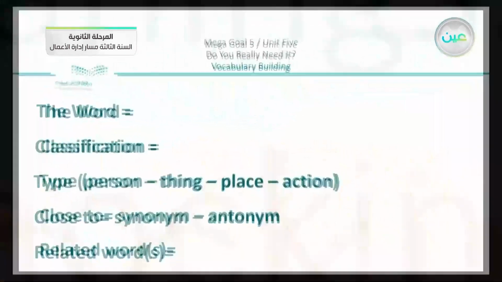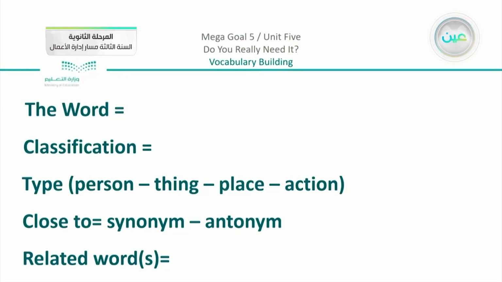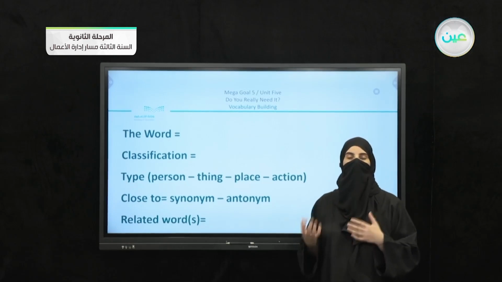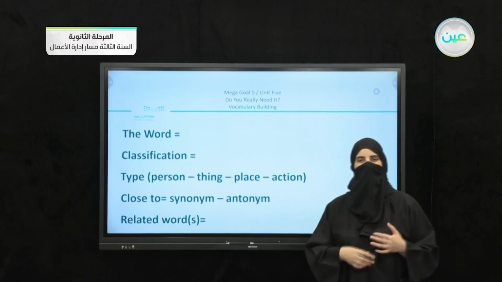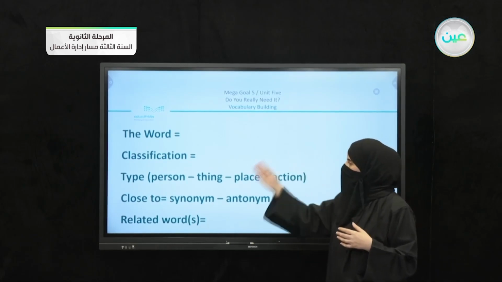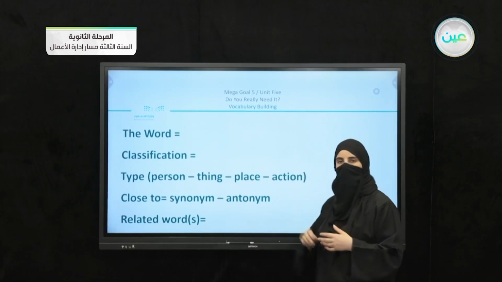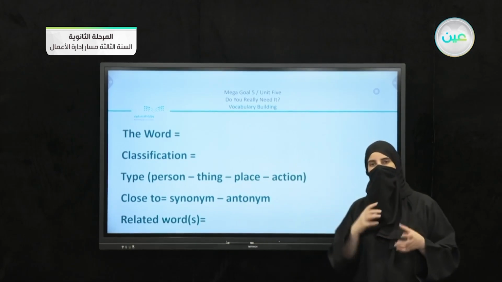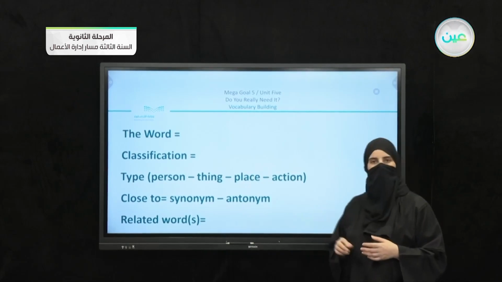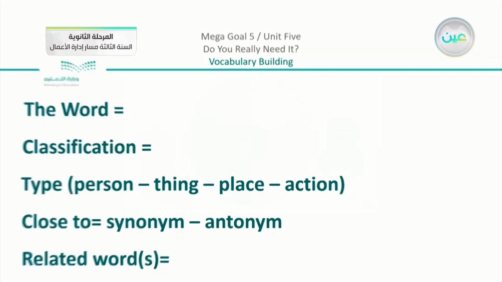Now this time we have something different. We are going to see what is the word. We are going to also see what is the classification of this word. And we are going to see also what this word is usually used for. The type, is it for a person? Is it for a thing? Sometimes it can be for all four. We have here the person, the thing, the place, and action. And we're going to give hints by giving synonyms or antonyms and also related words. So we're going to move on with our lesson here.